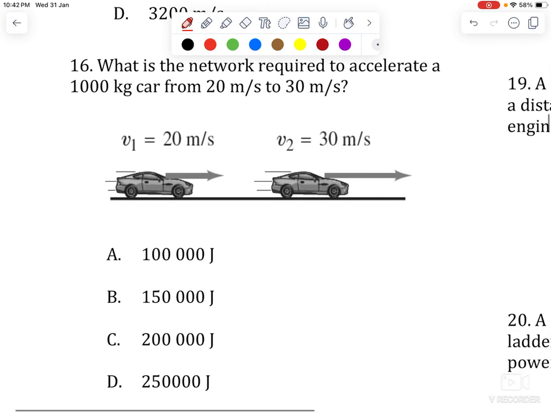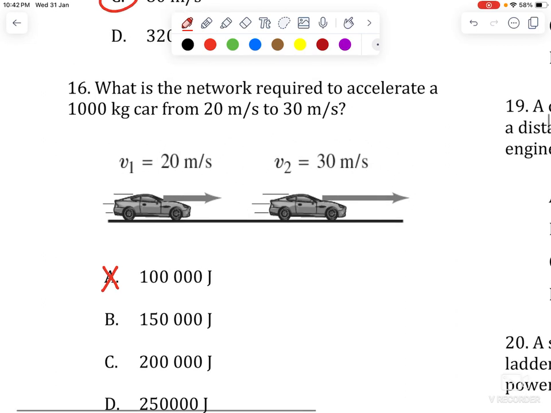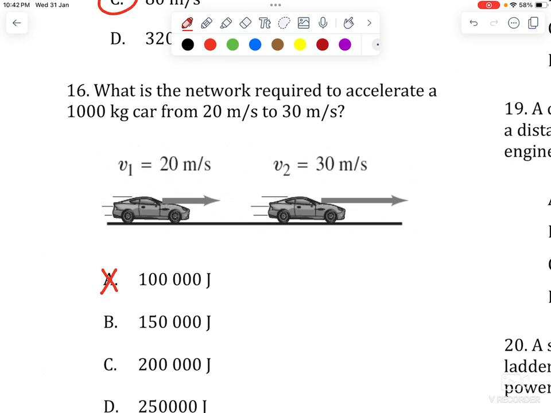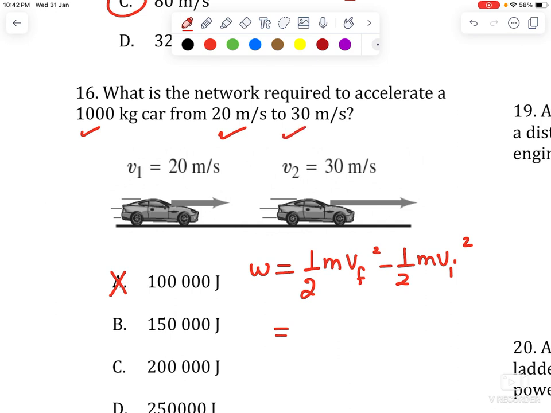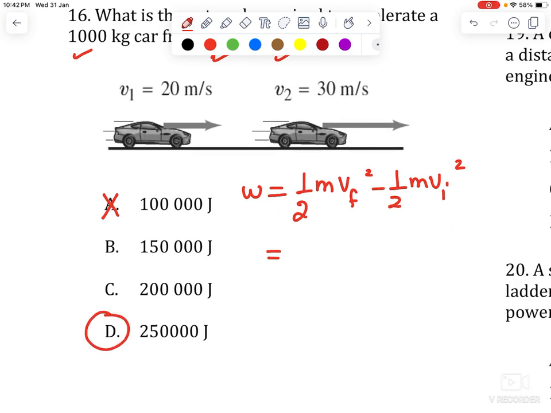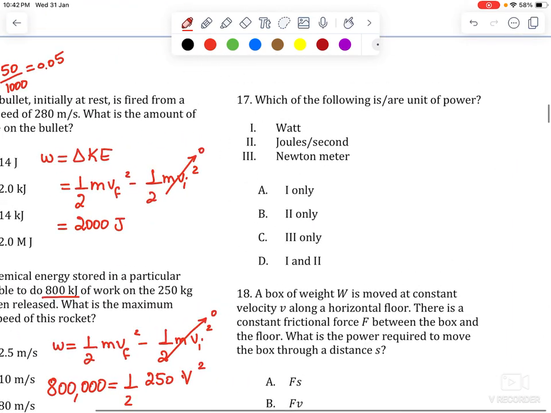Question number 16. Also here we have a correction. It's not 100,000. What's the net work required to accelerate a 1000 kg car from 20 to 30 meters per second? The work is the change of kinetic energy, and by replacing everything by its value, all the numbers are okay. I will have 250,000 joules.